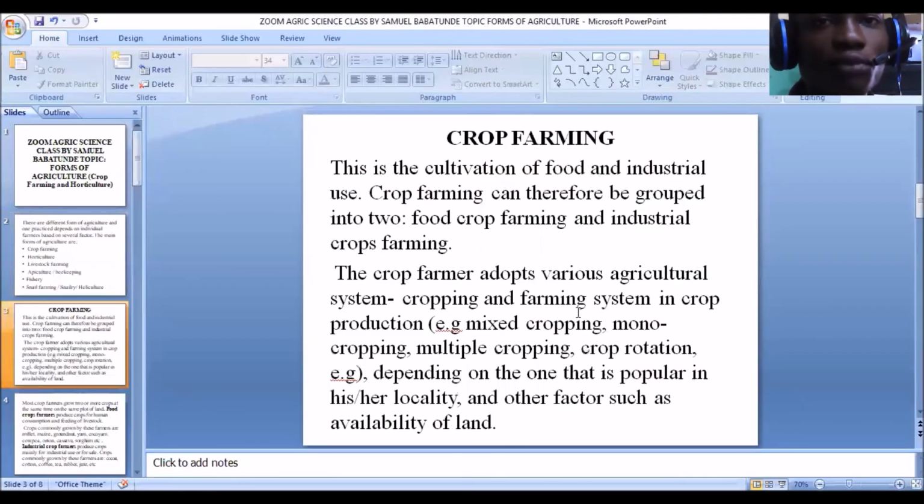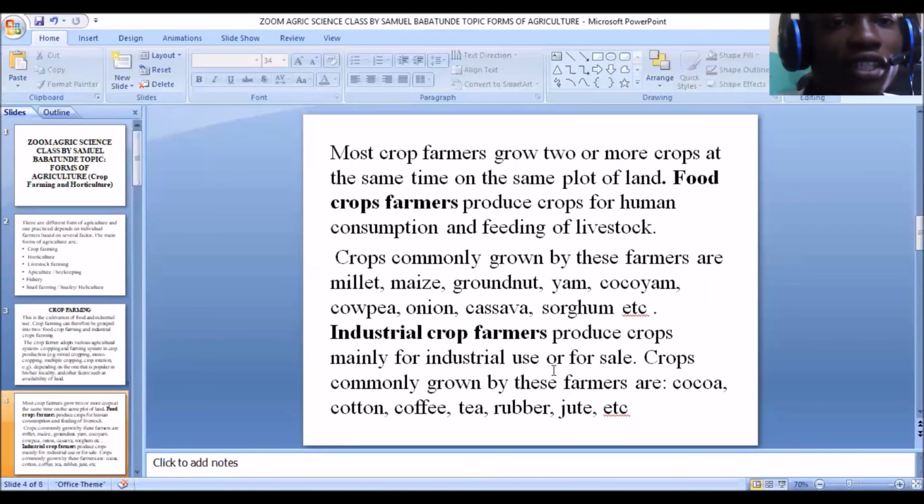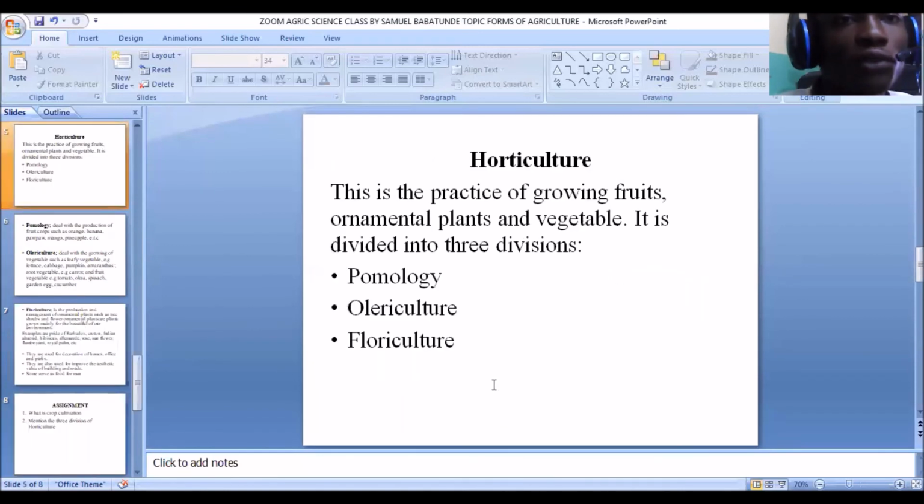And we say examples of food crops include what? The mangoes, the maize, the sorghum, the groundnuts, the cocoyam. While examples of industrial crops include the jute, the rubber, the coffee, and the cotton. Then we move to horticulture, which is a form of agriculture that deals with the growing of three things: ornamental plants, vegetables, and fruits. Because of these three things, we divide horticulture into three divisions, and we say they are what?